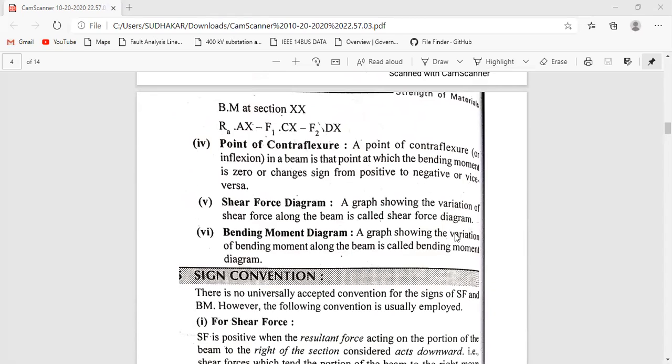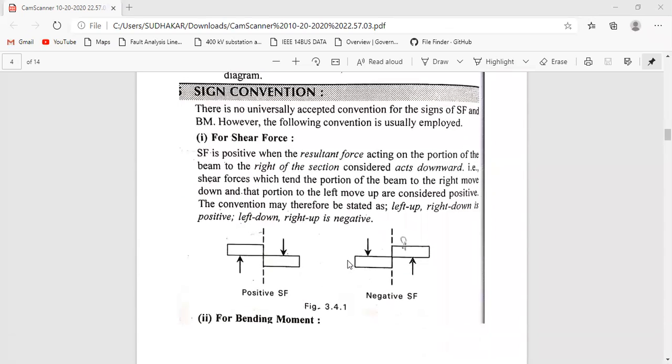Shear force diagrams and bending moment diagrams are nothing but a graph showing the variation of shear force along the length of the beam, and a graph showing the variation of bending moment along the length of the beam. Okay, this is the same convention.